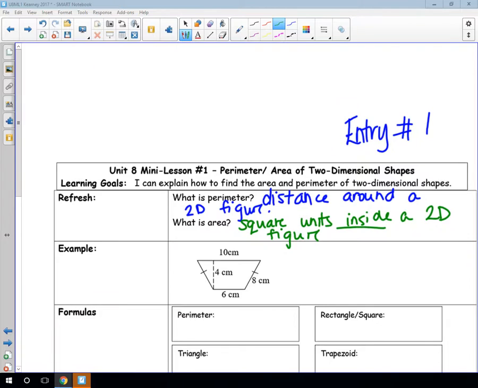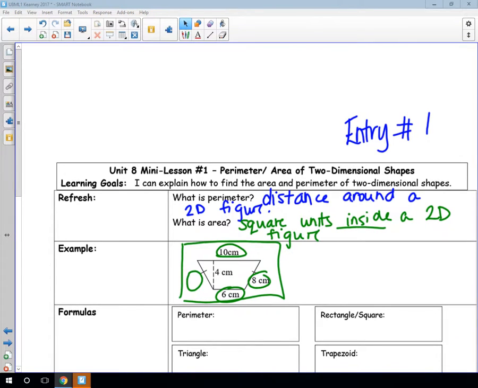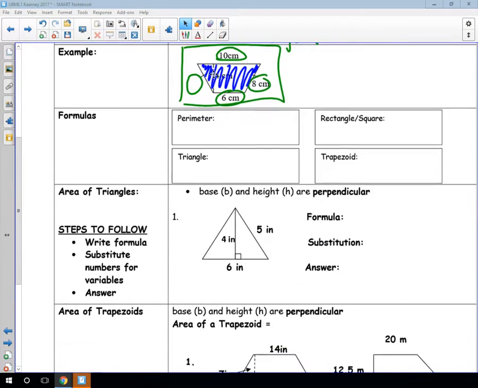Okay, so if we consider this example here, if we wanted to find the perimeter, we would need to go around and find the distance around the outside of that figure, okay? And if we were wanting to find the area, we would want to figure out, well, how many square centimeters can I fit inside? So we've got the area and the perimeter, okay? So what I'm going to do is I'm going to go through and give you the formulas first, and then we're going to go through and practice a few.